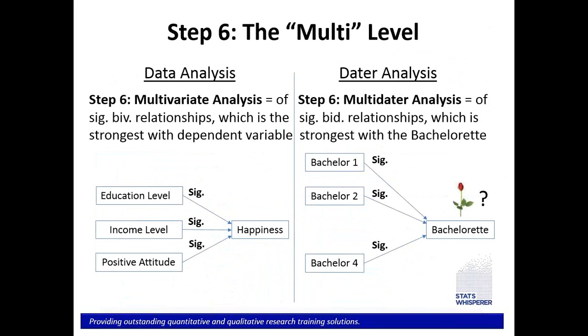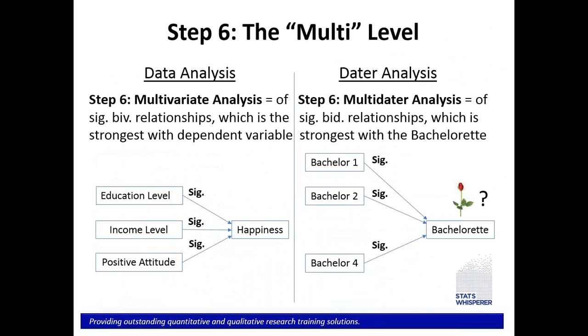Now, step 6, the multi level, right? So in data analysis, we could call this on the right, step 6, multi data analysis, right? So that's where the Bachelorette considers, of all the significant relationships, 1, 2, and 4, of all the bachelors she has a significant relationship with, who has the strongest relationship with her? And that's who she gives the rose, right?